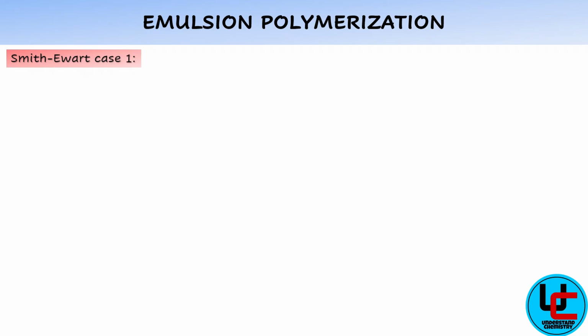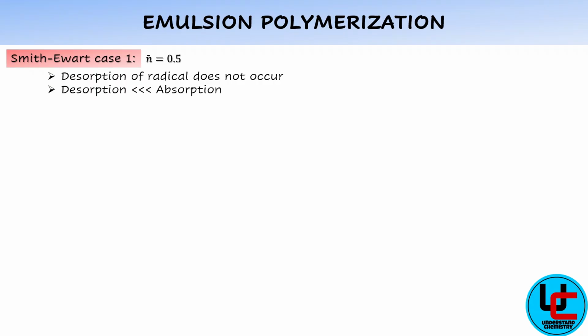Smith-Ewart case 1 in emulsion polymerization is where the average number of radicals per particle, denoted N bar, is equal to 0.5. In this case, radical desorption does not occur, meaning no radical comes out of the particle. Radical exit from the particle is negligibly small compared to the radical diffusing in, also called absorption. So radicals stay inside the particle until they terminate.